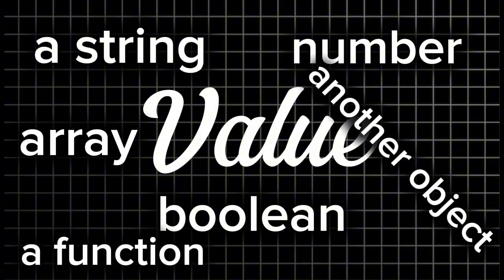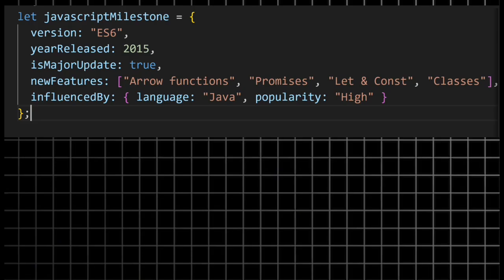Let's see this with examples. Explanation. In this example, the key version is like a label, and the ES6 is the value attached to it. It tells us which edition or version of JavaScript we are talking about. The key year released stores a number. It marks the year this version of JavaScript was officially released. This is a Boolean value. It answers a yes/no question like, is this a major update?